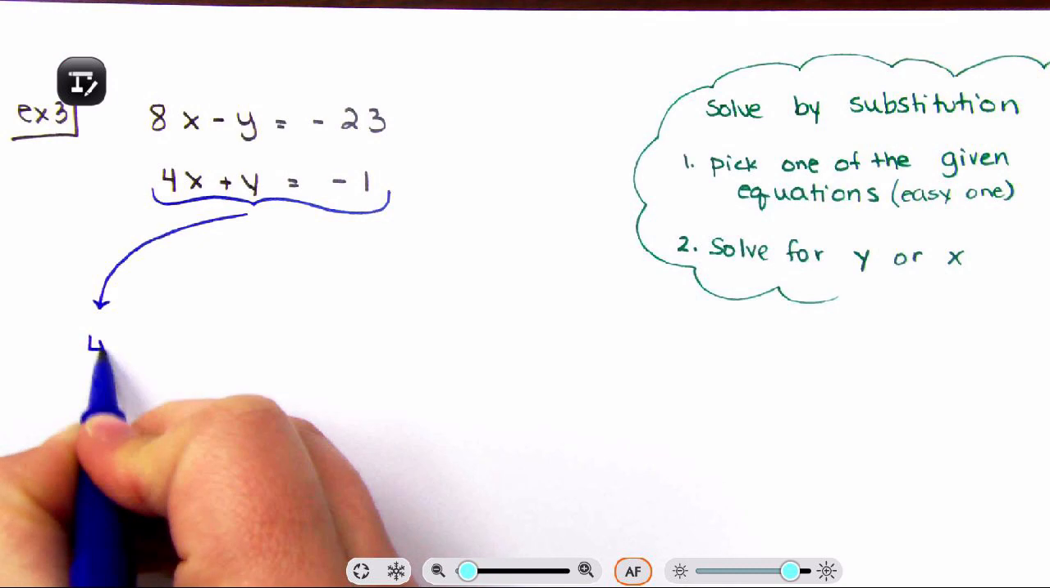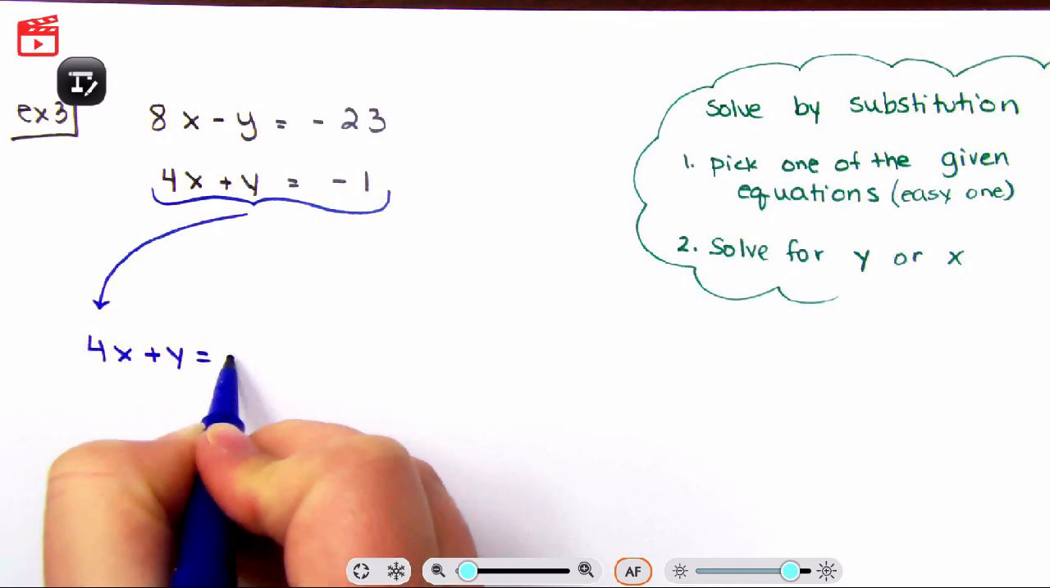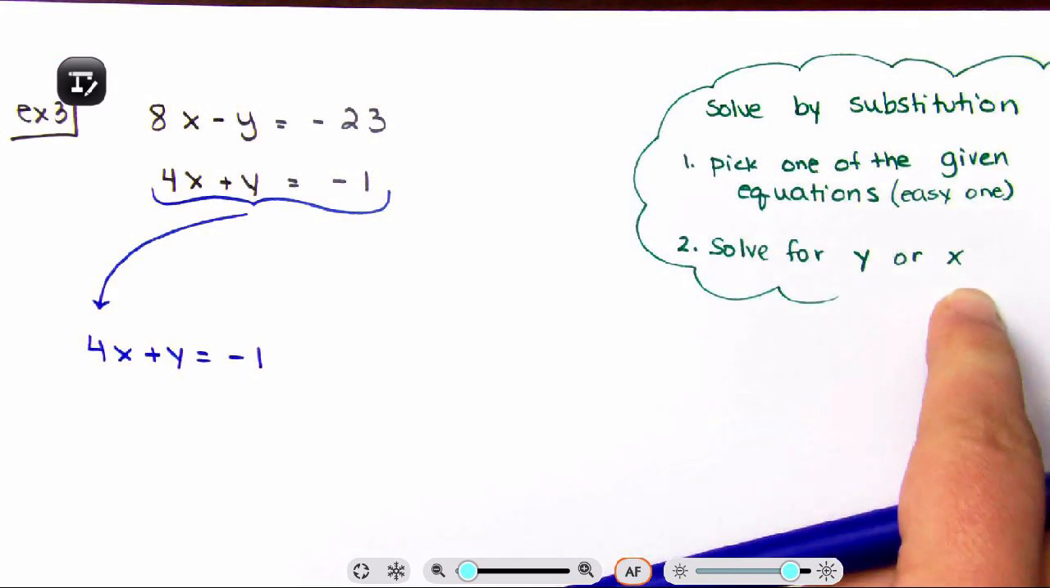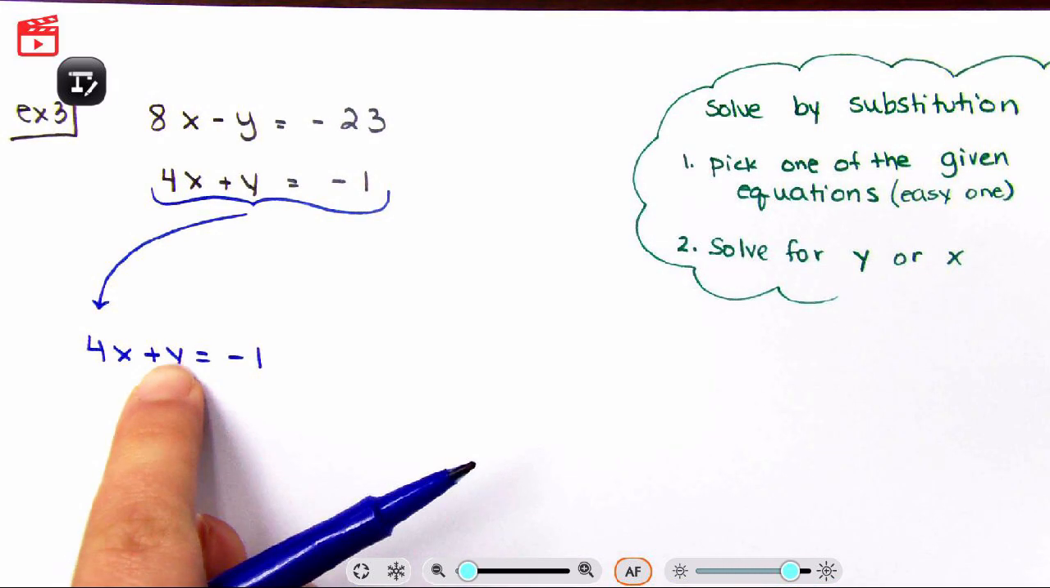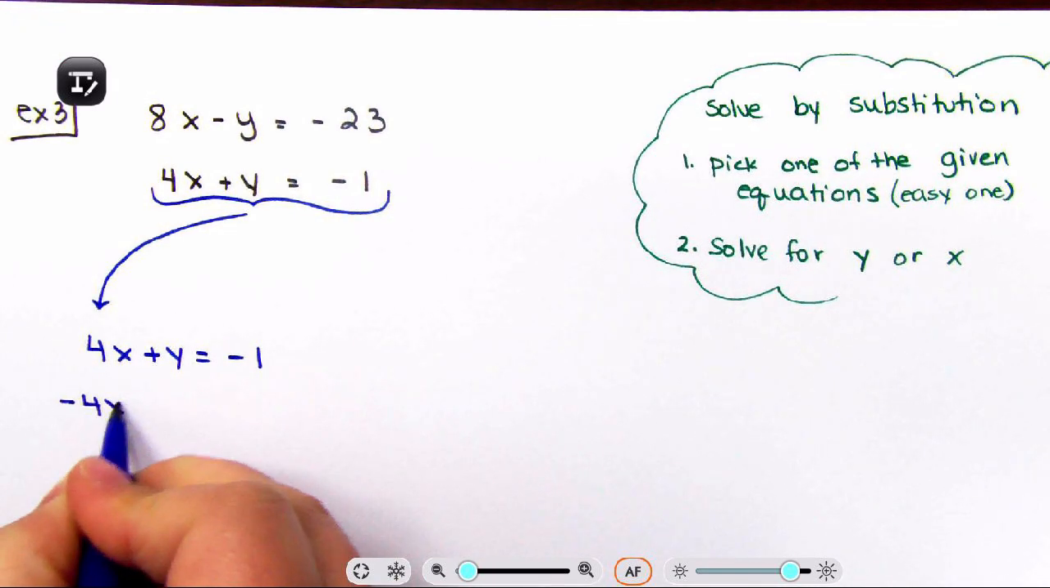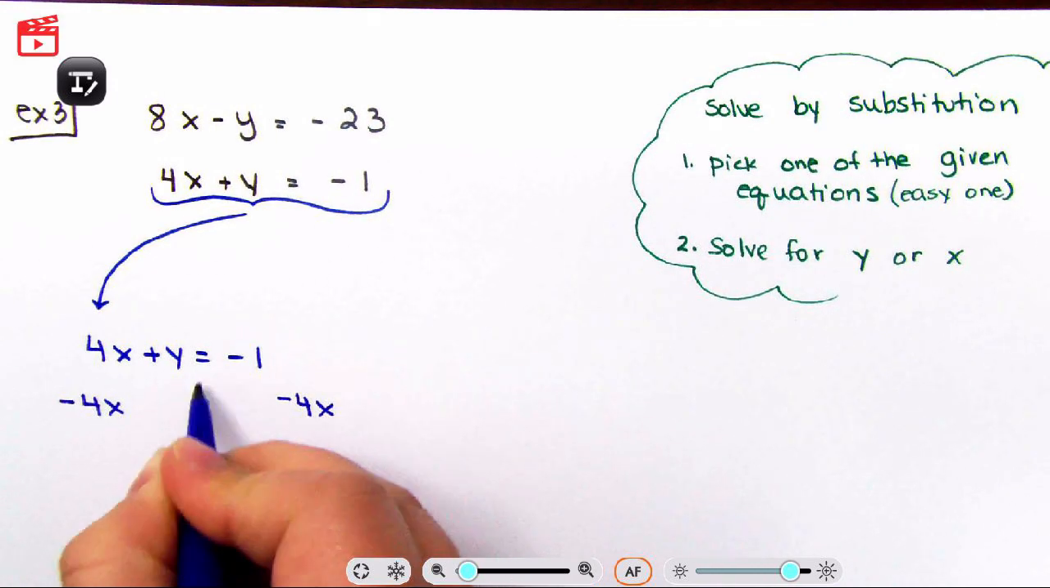So I'm going to say 4x plus y is equal to negative 1. My objective right now is to solve for y or for x. I think it's going to be easier to solve for y because I already have a plus 1y here. I'm going to subtract 4x from both sides. Here's my dotted line.